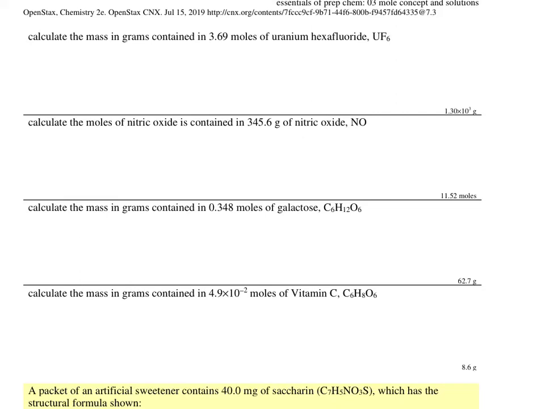Some more mass mole practice. We're going between moles and mass of uranium hexafluoride, so we're going to need our formula weight. Uranium's a very heavy element, 237. Now we only have 3 sig figs for uranium from our periodic table. Hopefully it's not going to impact us much. Fluorine, 6.